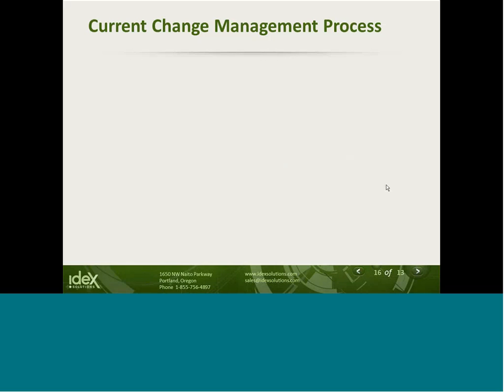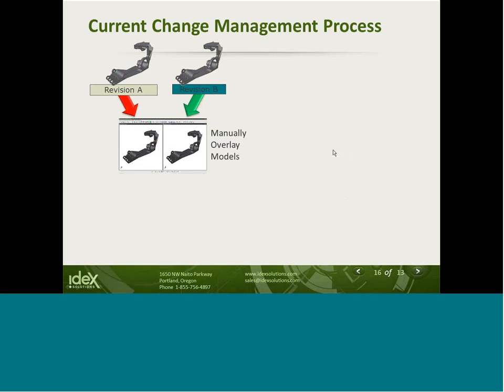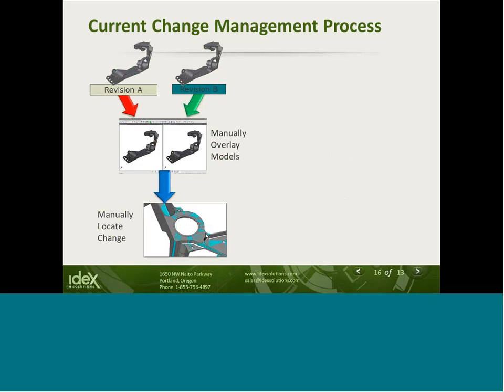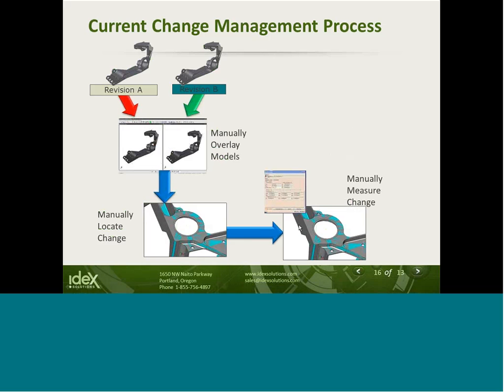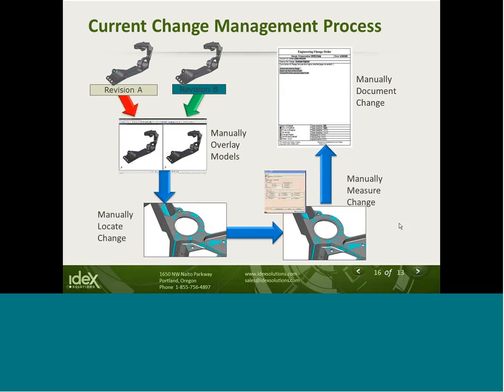So again, I mentioned this earlier, but this is a graphic that shows what has traditionally been accepted as a change management process, where you've got two versions of a file, a Rev A and a Rev B. You basically manually overlay the models and try to locate change by looking at the bleed-through on the two models. Then you go ahead and manually measure the change, and then manually create some sort of document that describes the change.